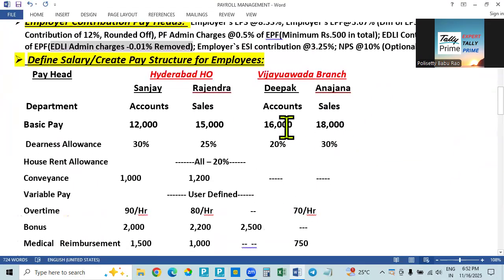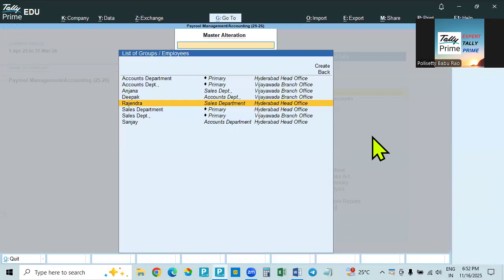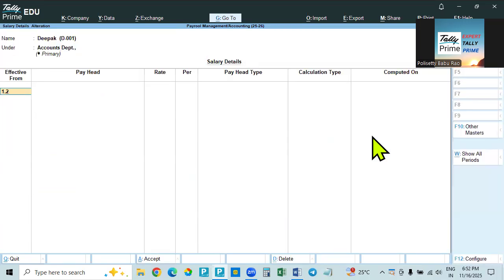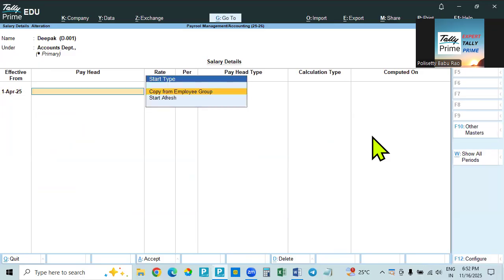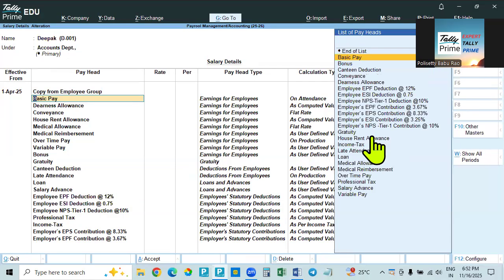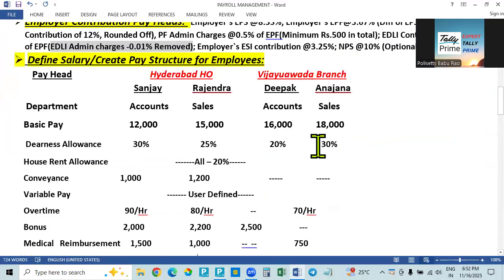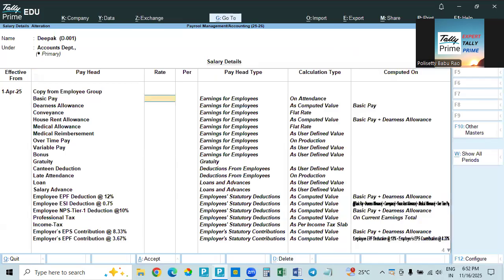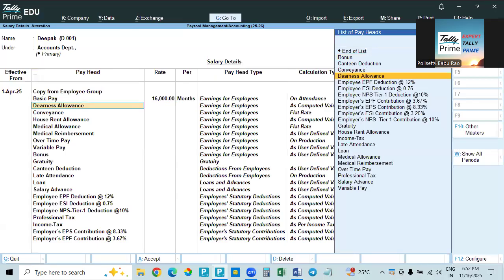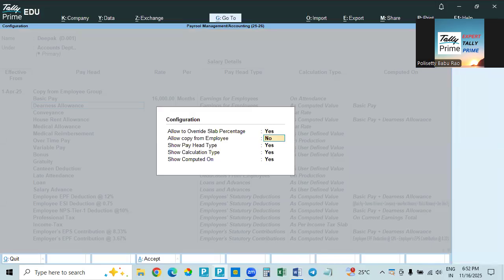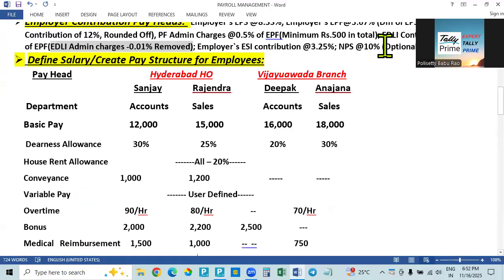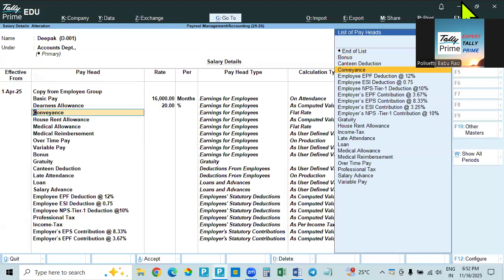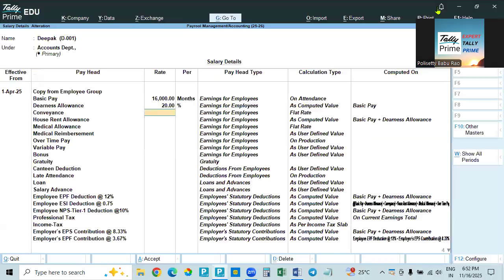Then we will come to Vijayawada. First of all, we will come to Deepak. This is also 1,425, Deepak, accounts department. From the employees group, that is the accounts group, everything is copied to make it easy. The basic pay is 16,000 rupees. Here also F12, yes, accept. The percentage is 20% for DA. Then F12, make it no. Accept. Then conveyance will be at flat rate.